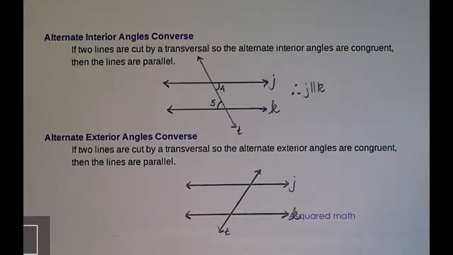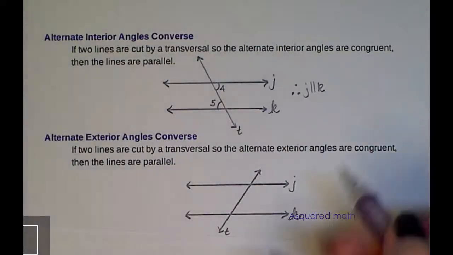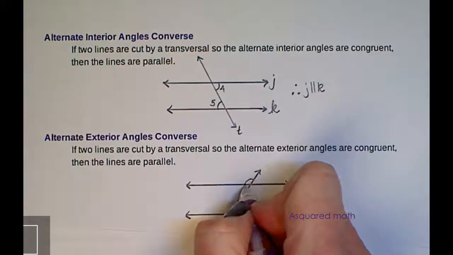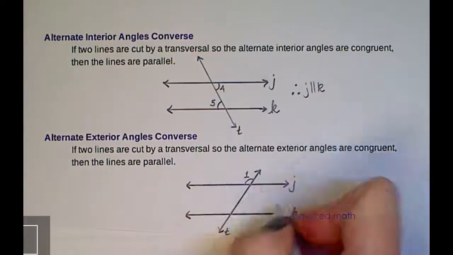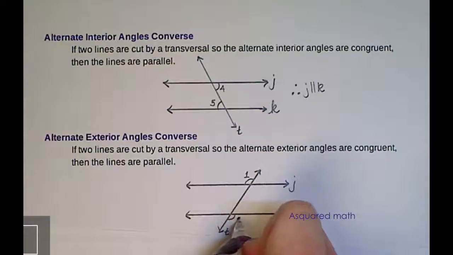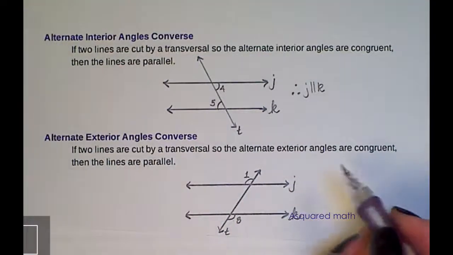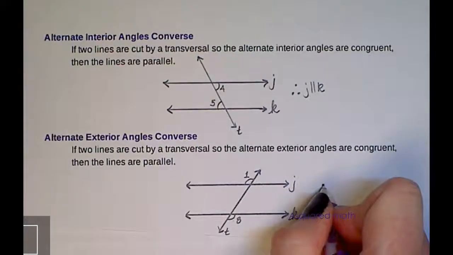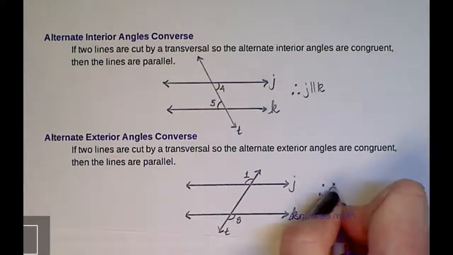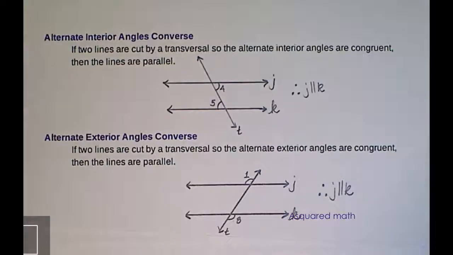Moving on to the alternate exterior angles converse. That says if 2 lines are cut by a transversal, so the alternate exterior angles are congruent, then the lines are parallel. So if we take a look at angle 1 here and angle 8, those are our alternate exterior angles, and if we can say that those are congruent, then we can say that line J is parallel to line K.